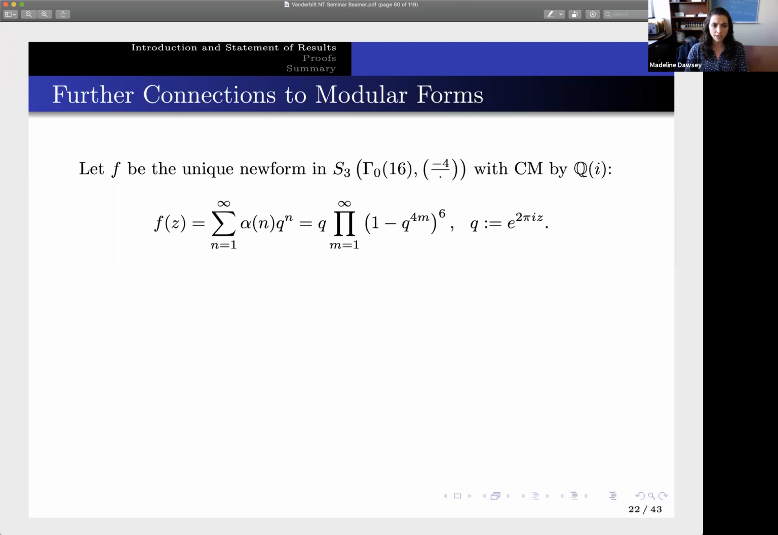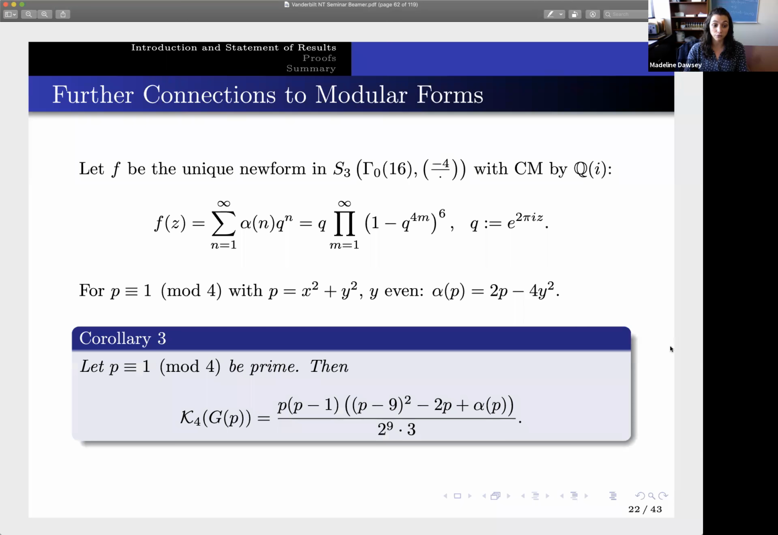So if you let F be the unique newform with CM in this space, so it's weight 3, it has coefficients alpha of n. Well, then we know a formula for alpha of P. This is already known. We get 2p minus 4y squared. And that actually looks like something in the formula that Evans, Pulham, and Sheehan found for the number of complete subgraphs of order 4 in the Paley graph. So in special cases like this, you can even relate it all the way back to the graph theory side, because something in this formula looked just like the P Fourier coefficient of this weight 3 newform. So that's kind of cool.